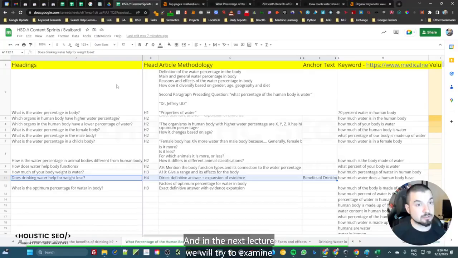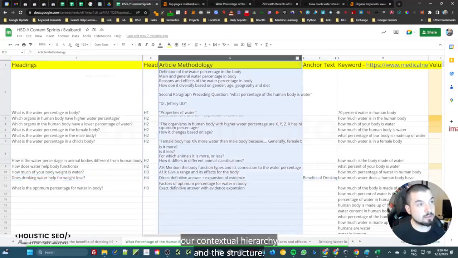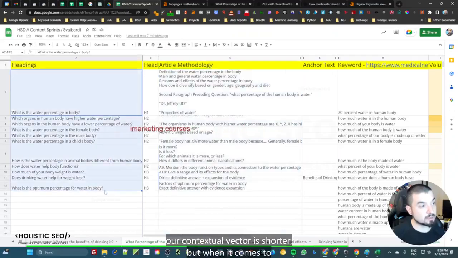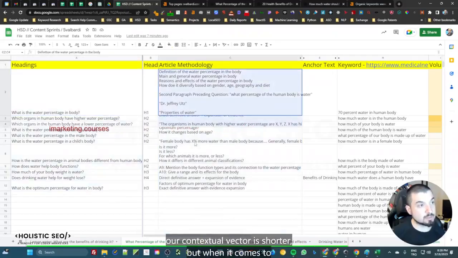In the next lecture, we will examine our contextual hierarchy and the structure. For instance, here we have some doctor names and some sentence examples, and it goes a little bit deeper, because this time our contextual vector is shorter, but when it comes to the structure, it's deeper, and we will look at that.